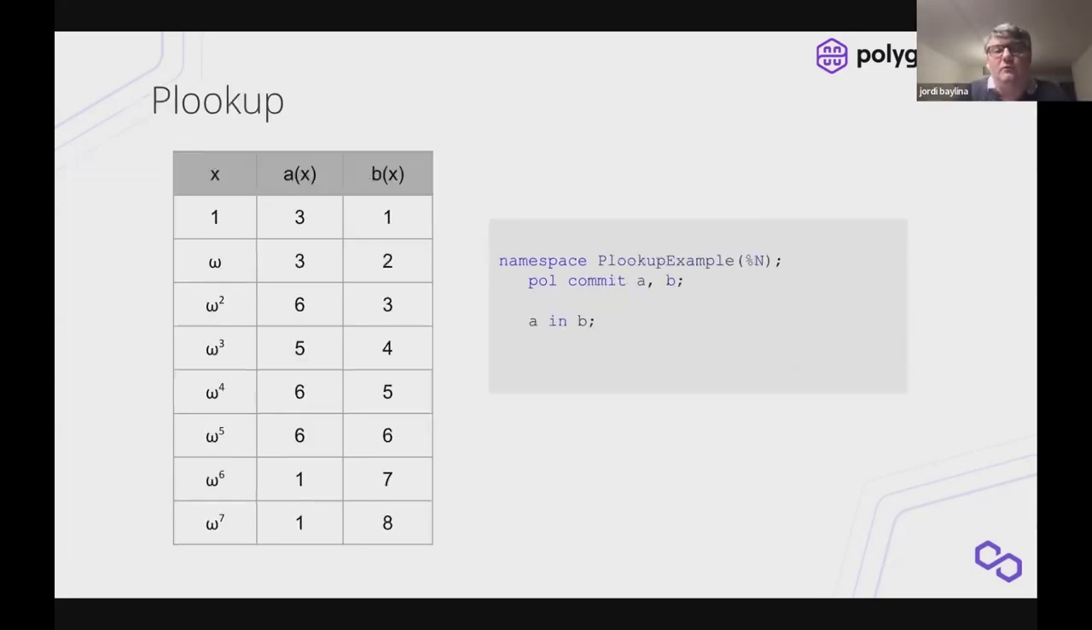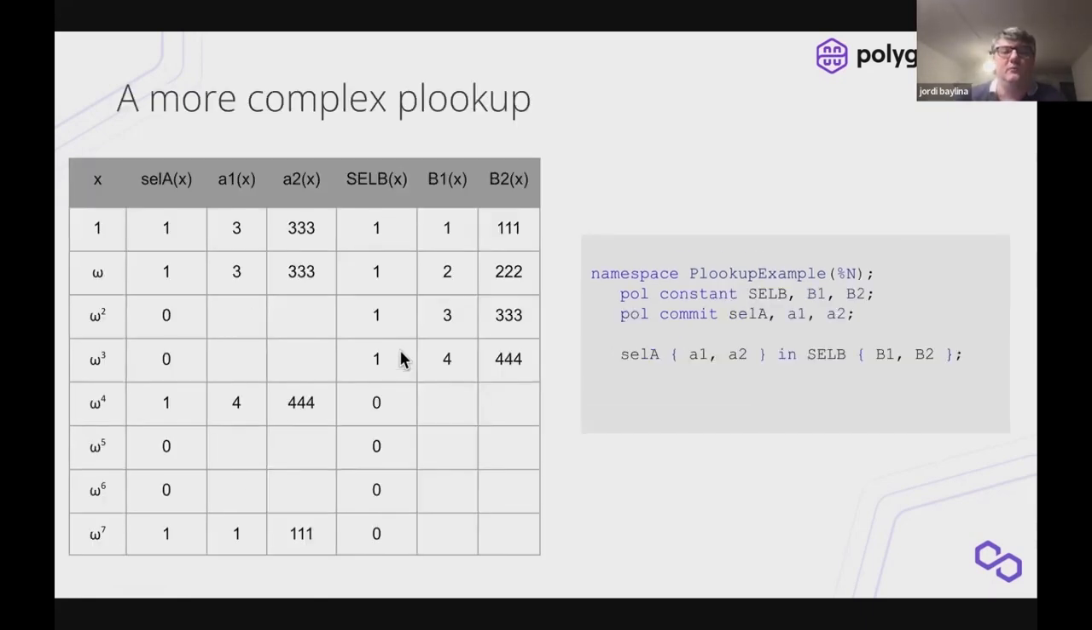Okay, what else you can do? You can do lookups. For example, you can say that all the values in A must be in B. Maybe there are some values here that are repeated, or some values in B that are not in A. But this is just a set inclusion. It's a lookup. So I can do these polynomials, and here what I'm saying is A in B instead of A is B. I can do it also with multi-columns and with selectors the same way.